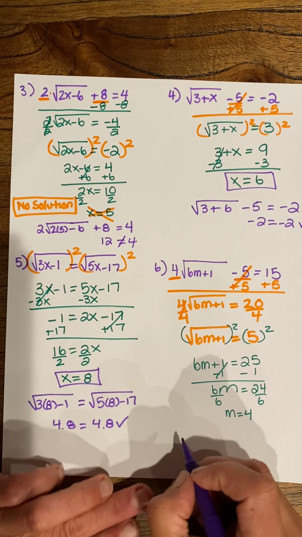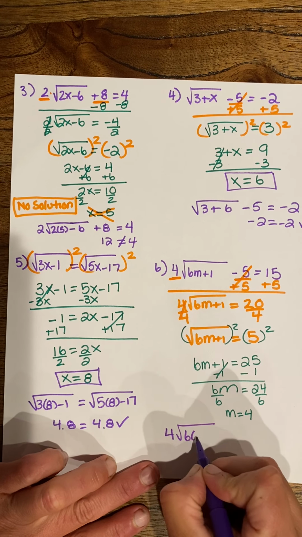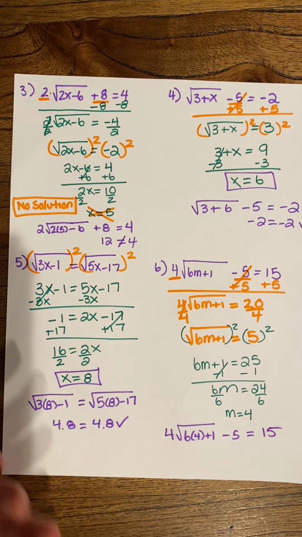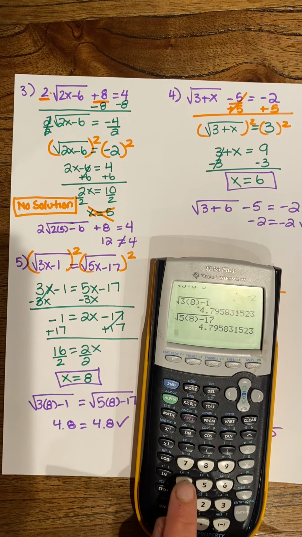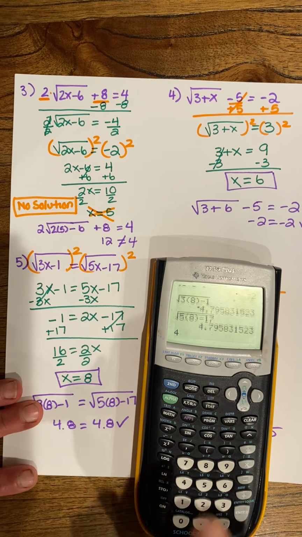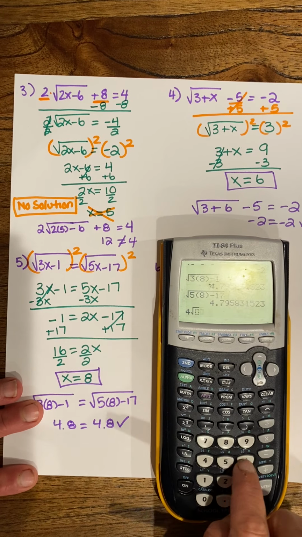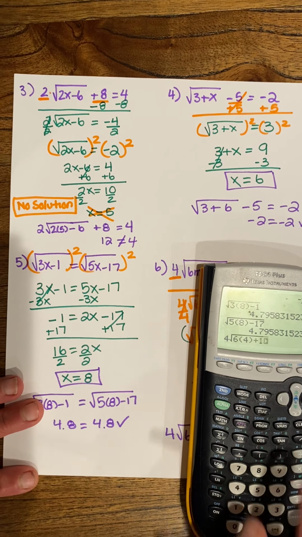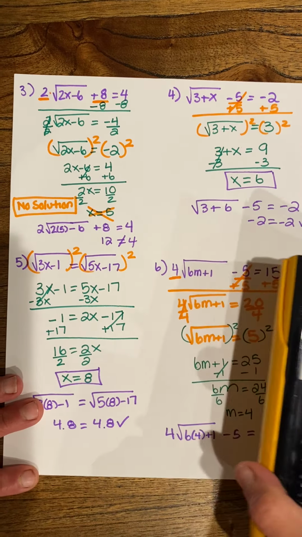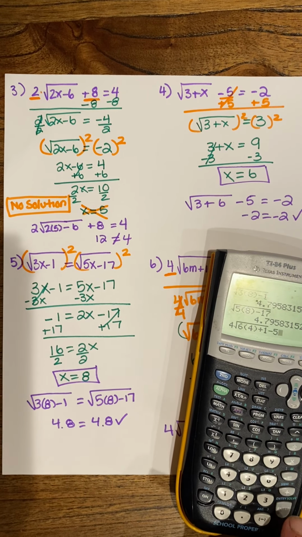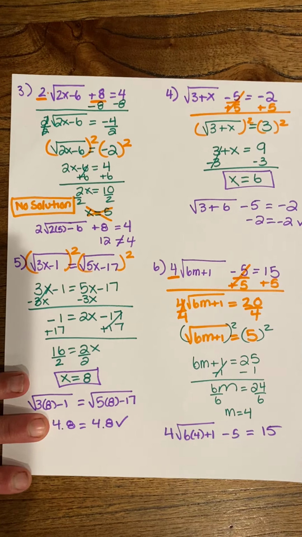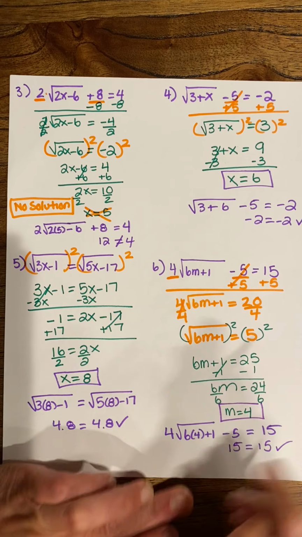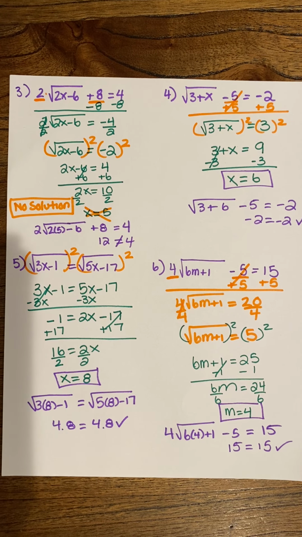Okay, let's see if it's a keeper. So I have 4 times the radical of 6 times 4 plus 1, minus 5, equals 15. Okay, so we're just gonna type that whole thing into our calculator. So the 4 is outside the radical. Then I have rad, and it's 6 times 4, and then it was plus 1. I'm gonna end the rad by moving to the right, and I'm gonna have that minus 5. Press enter, it's supposed to equal 15, and it does equal 15. So since I do get 15 on both sides, I can say that m equals 4 is my answer, okay?